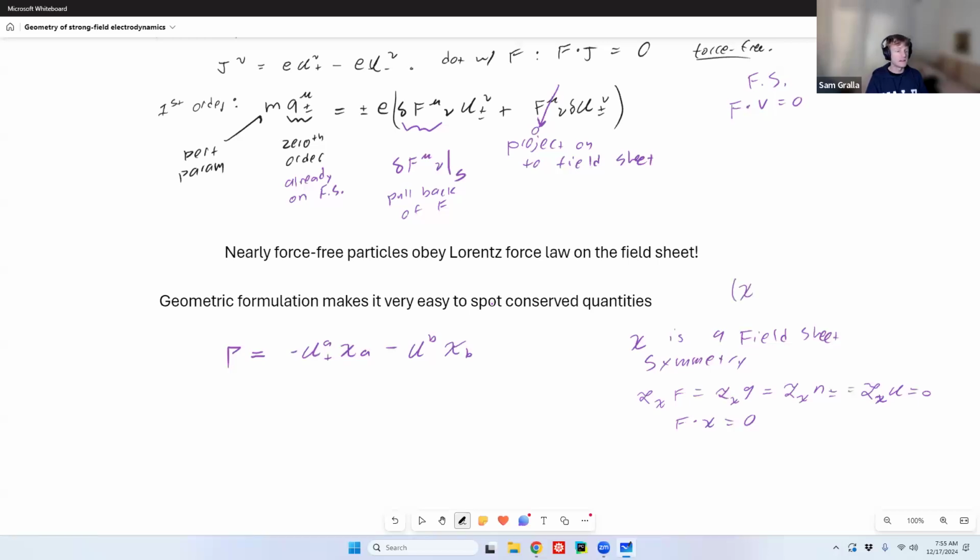The example to keep in mind in a stationary configuration like Barak was talking about would be just d by dt. In a rotating magnetosphere, it would be d by dt plus omega d by d phi. It's a kind of co-rotating symmetry. So anyway, a couple lines proves that this is conserved. A couple more lines proves that these are conserved.